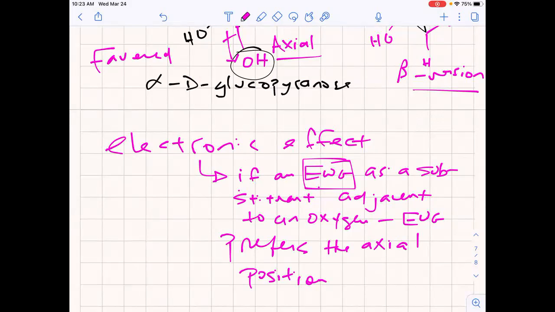And again, the reasoning is probably something similar to the alpha halo ketone effect, where you have the dipoles going opposite directions, decreasing the dipole, the polarity, and that in turn causes that axial position to be preferred. And again, if that's the reasoning, then this effect is going to be stronger in non-polar solvents than it is in polar solvents.